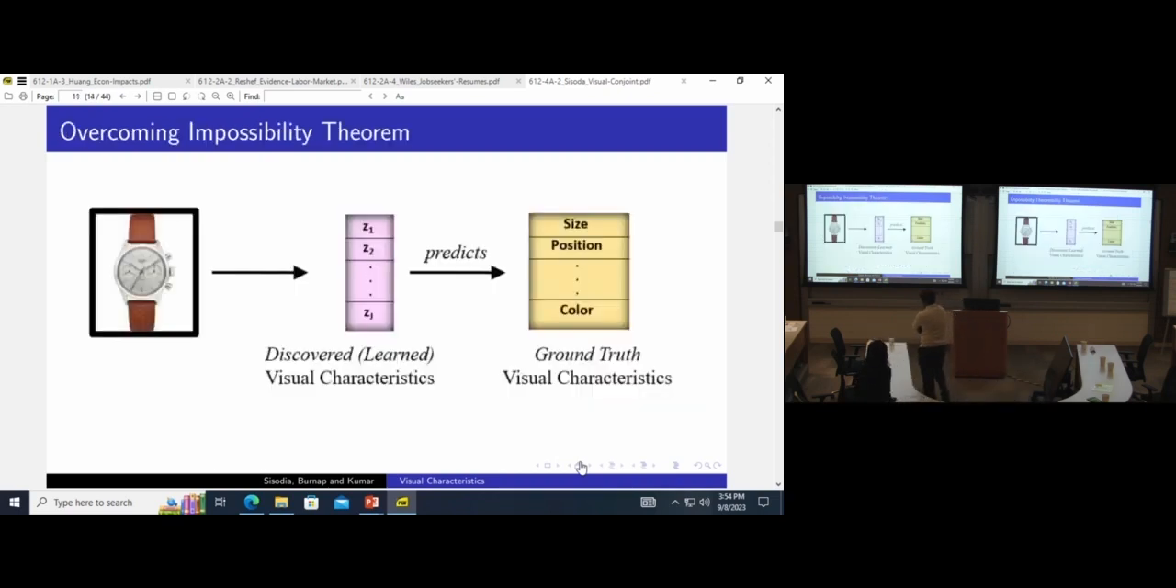So the first solution that machine learning researchers came up with was to use some sort of ground truth, and they were working with synthetic data sets. Suppose you have the size, position, and color, and they already had those because those were synthetic data sets. So they would train these models to first find disentangled visual characteristics, and then try to predict size, position, color, etc. from these visual characteristics.